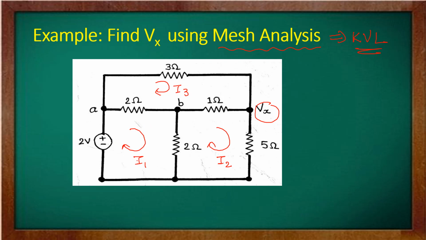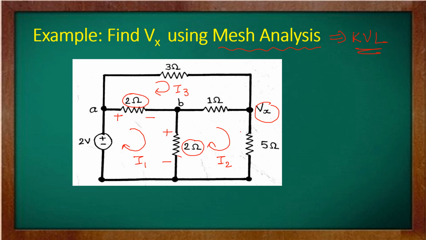Now, based on this current I1, there is some voltage drop across this 2 ohm resistor. What is the polarity of that voltage drop? Let me explain. The current direction is clockwise, so this end comes first. Mark positive sign here, and the other end will become negative. Similarly for this 2 ohm resistor, see the clockwise direction. This end comes first, so plus, and this end comes second, so it's a minus.